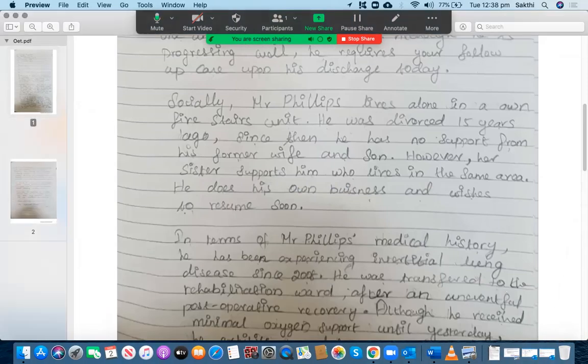So what you could have done is you could have written this way: since he was divorced 15 years ago, comma, he has no support from his former wife and son. That's the best way of writing it. So the whole sentence could have been written like this: since he was divorced 15 years ago, he has no support from his former wife and son.